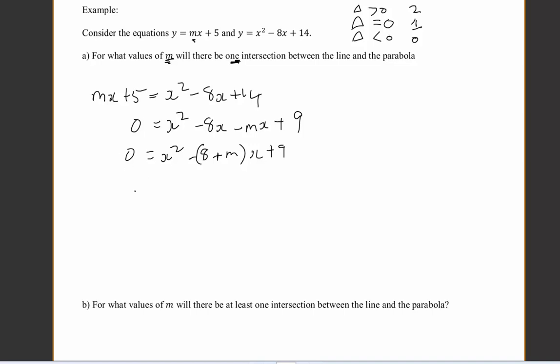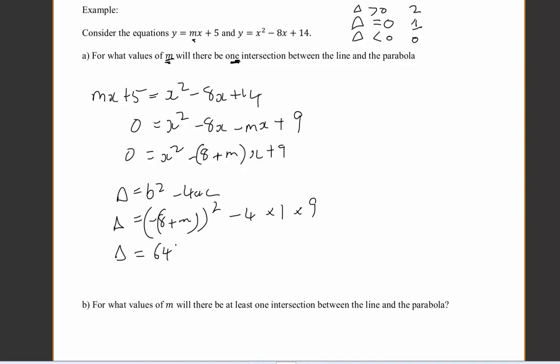Okay, so here's what we're going to do. The discriminant is b squared take 4ac. The discriminant is b, which is negative 8 plus m, all squared. Take away 4 times 1 times 9. The discriminant equals, we're squaring a negative here, and we're going to do a perfect square expansion, which is 64 plus 16m plus m squared. Take away 36.